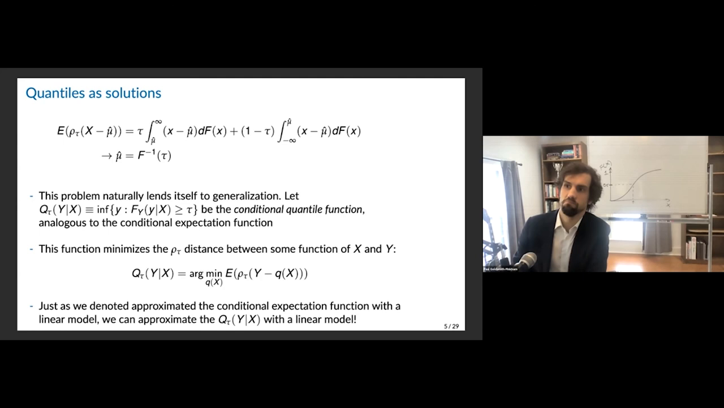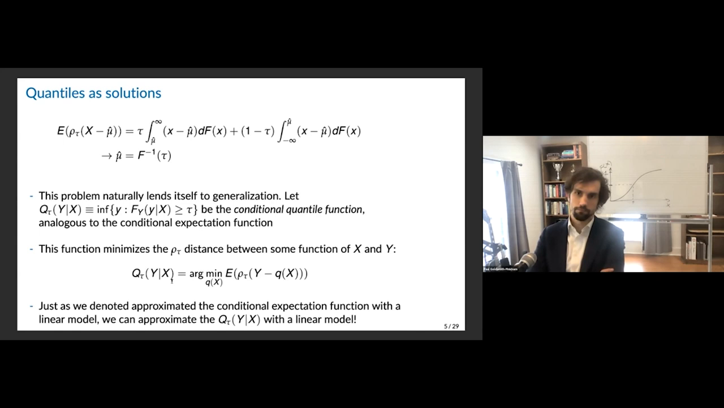We say, okay, we have something here. We're now going to talk about the same properties that we would have before. We're going to pick a function that minimizes the distance between y and q of x, where we're minimizing over these q of x functions, given this loss function. Just in the same way that we said, okay, conditional expectation function, that sounds complicated. It sounds infinite dimensional. We don't know how to estimate it in all cases. What if we approximate it with a linear model?